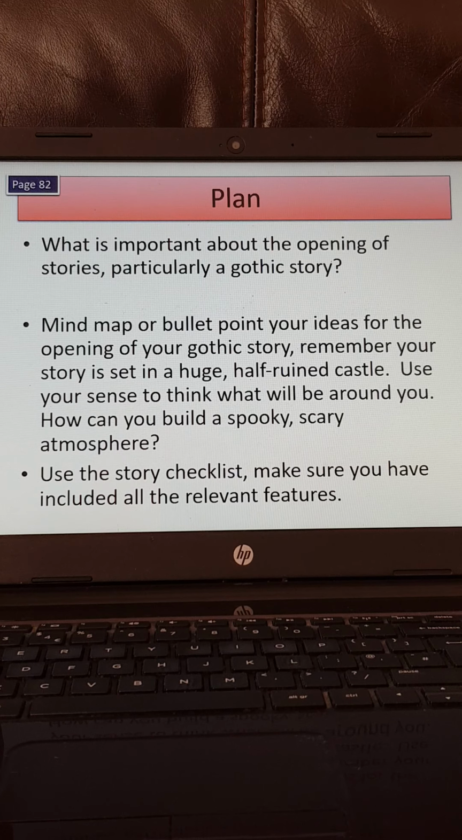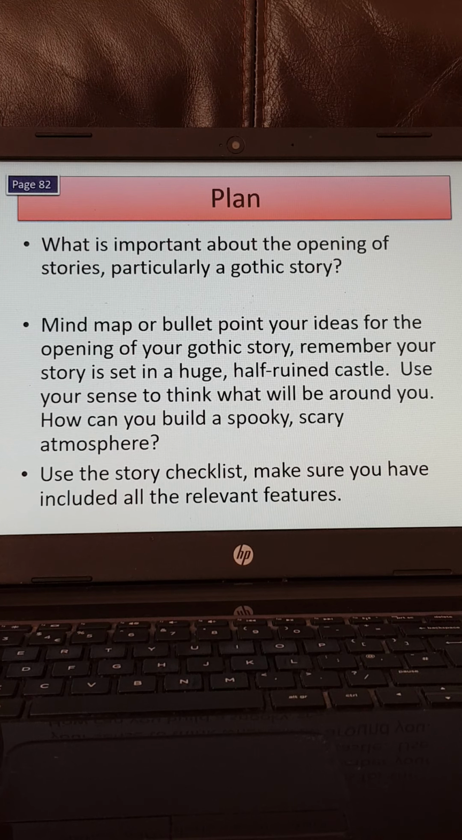Mind map or bullet point your ideas for the opening of your story. Remember, your story's set in a huge half-ruined castle. Use your senses to think about what will be around you. So don't just think about what your characters would be able to see. Think about what they can hear, what they can smell, what they can touch or feel. You can think about maybe things brushing against their skin. There's going to be cobwebs in that sort of building. So they might feel something, or they might feel a draft or a breeze as they walk by a half-open window. So try and include all of that as well as what they can see. That helps to build up a spooky, scary atmosphere.